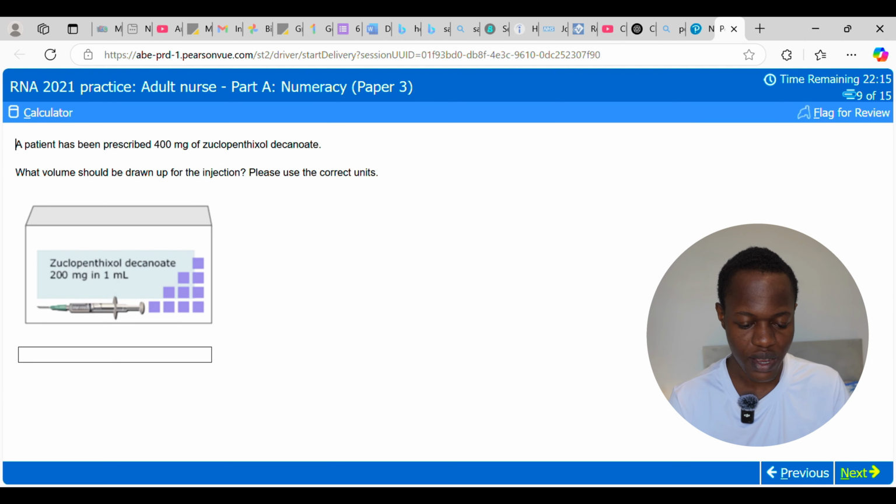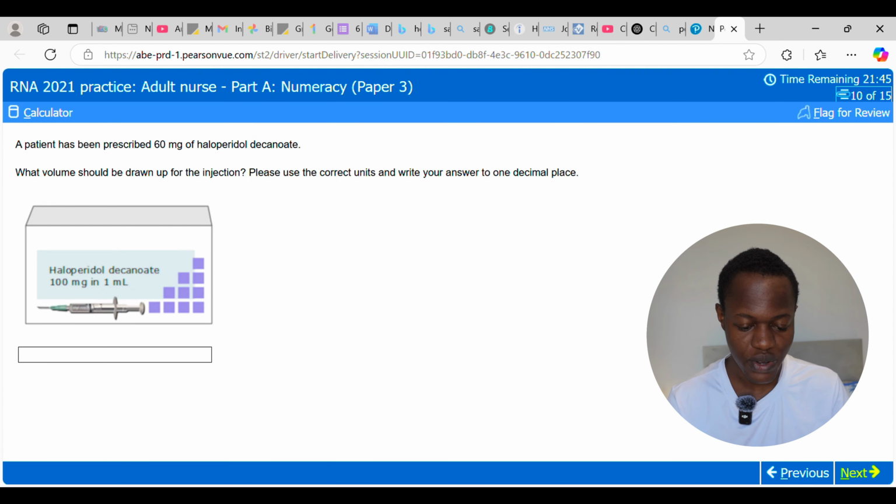A patient has been prescribed 400 mg of zuclopenthixol decanoate. What volume should be drawn up for the injection? Please use the correct units. We have 200 mg in 1 ml and we are to give 400 mg. So that's basically 2 of it. Yeah, times 2. So we're giving 2 ml.